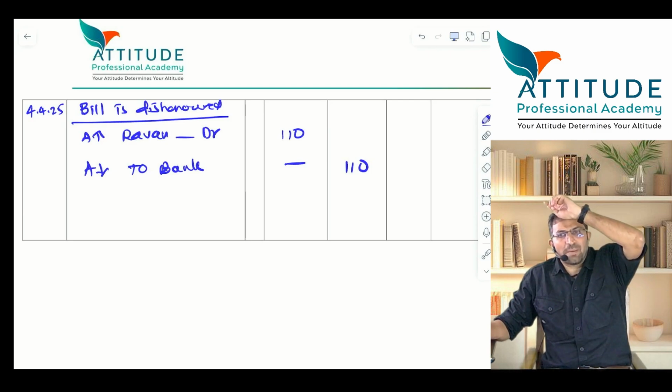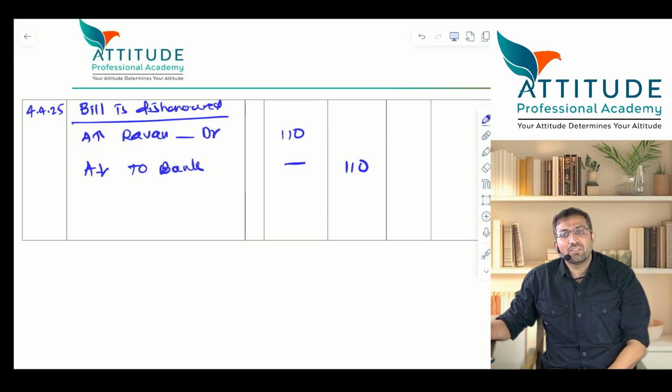Noting charges are paid by the bank, but the banker will recover from you, no? So your bank balance has reduced by how much? 110. Is that clear? Any difficulty?